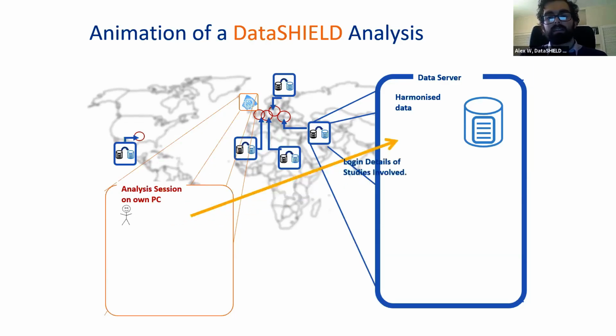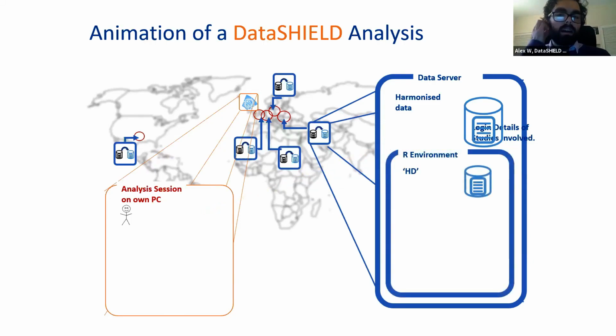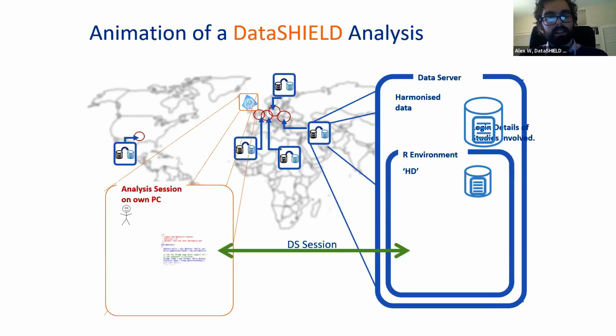They get sent verification that I'm someone who is allowed to log in. And then an R environment is established on the data server. And that connection between these two elements is the DataSHIELD session. Now there's a login script with information about which particular data to connect to and password, etc. And that is passed from our R session to the data server's R session.